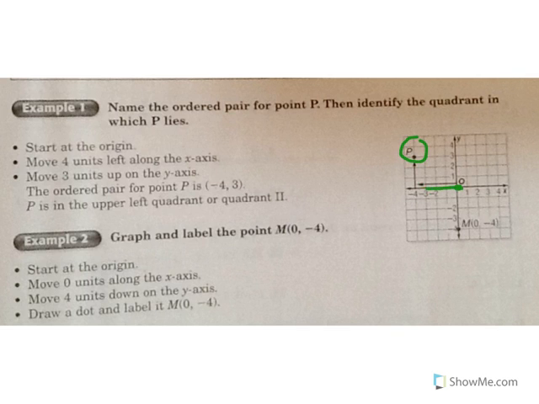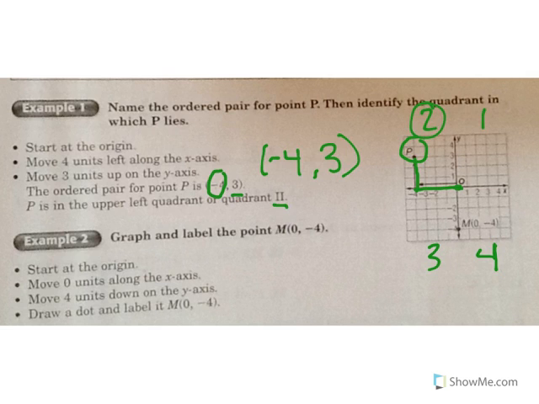So we have to move left, and we're going to move left 4 units, and then we're going to move up 3 units, and we have to stay on the line. So whenever we go left, it's in our negative value, and then when we go up, it's our positive value. So we're going to write this ordered pair as (-4, 3). And then if we remember back from the last slide, this is quadrant 1, 2, 3, and then 4. So P lands in quadrant 2. So that's why it's got just the Roman numeral 2. It doesn't matter if you put Roman numerals or the number 2.